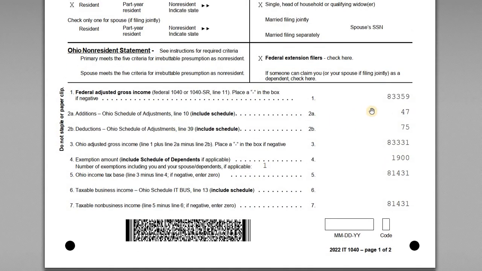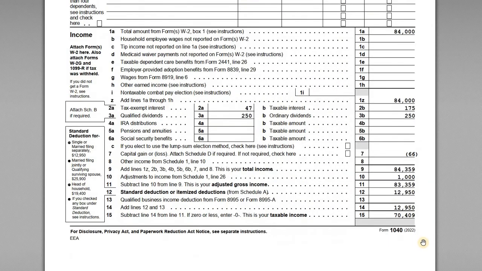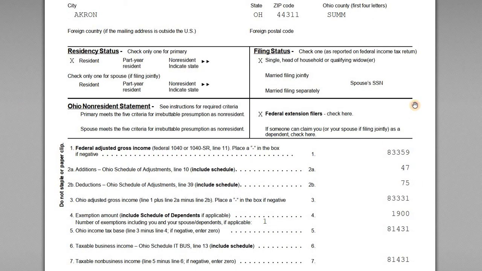Now, Ohio, like a lot of states, will use as its starting point the federal AGI. So you calculate your federal return first, and then when you have your federal adjusted gross income, you use this as a starting point. And then you have the additions and subtractions to get to what is considered your Ohio adjusted gross income. So the $83,359, that is coming through from page 1 of the 1040, right? Line 11 here. We've got our adjusted gross income, $83,359. So that is our starting point for Ohio.